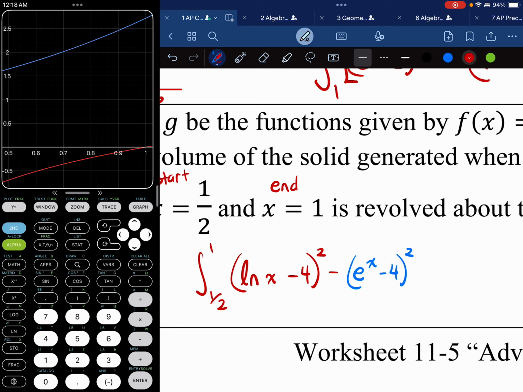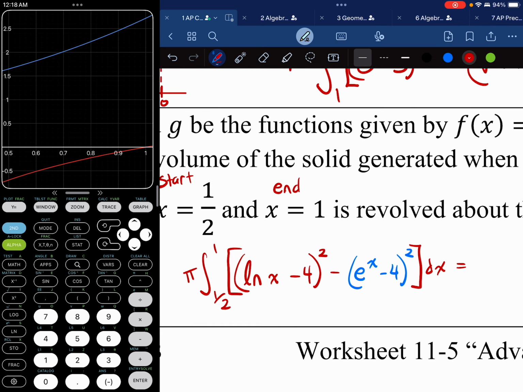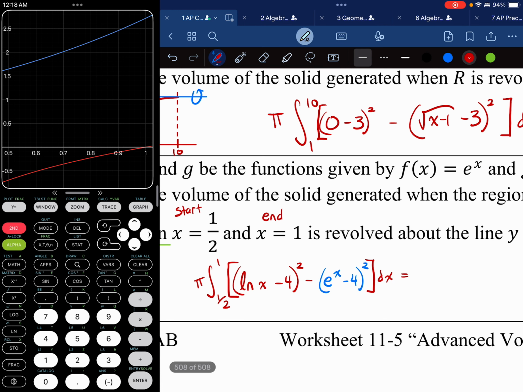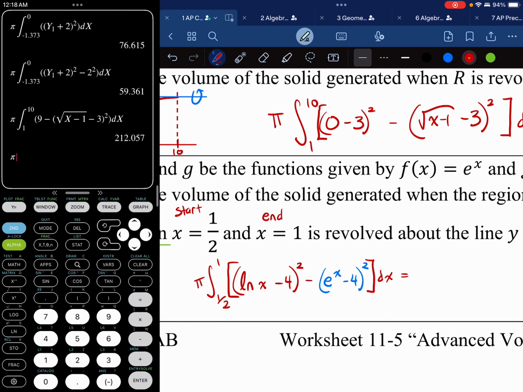And technically all of this stuff has a pi. I'm not going to forget you. And we are all going to multiply this by dx. All right. I think we have all the pieces in place. Let's go ahead and figure this thing out with the calculator. Ready, set, second mode. Don't forget the pi.